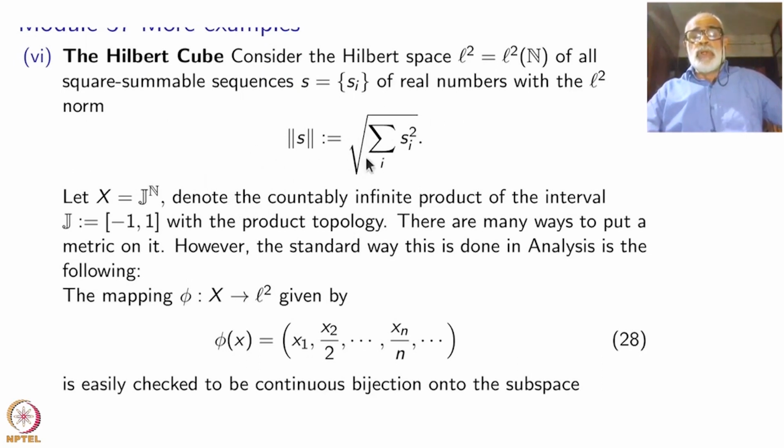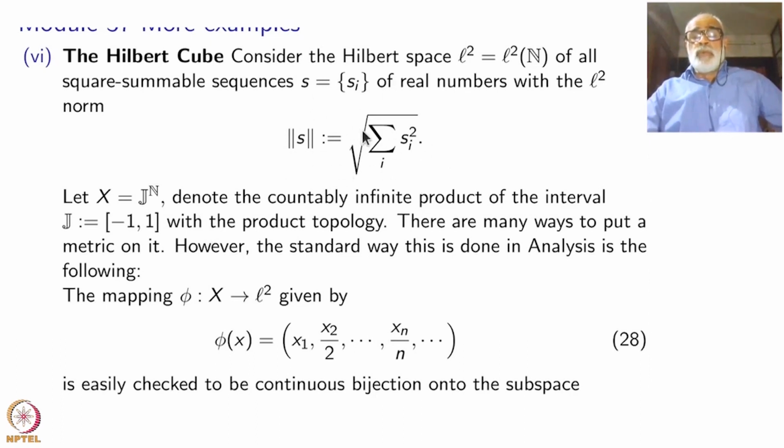Indeed, we are now going to consider a smaller set here. Namely, let us start with the product of infinitely countably many copies of the interval J, which is -1 to +1. So let us denote it by X. X is J power N. There are many ways to put a metric on it. So what we will do is we will use this L2 norm, and then there is a metric.